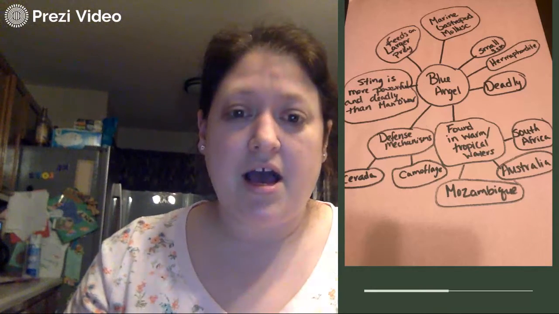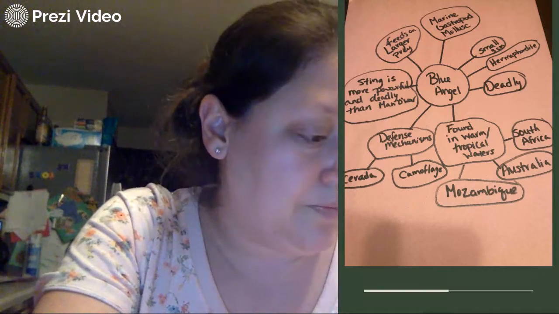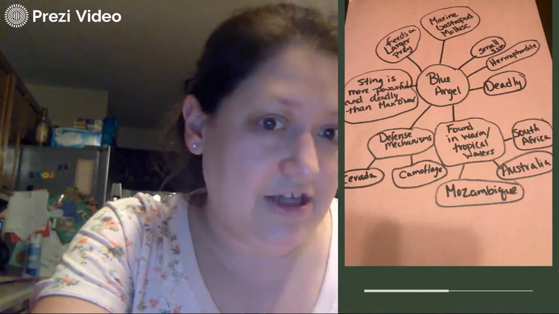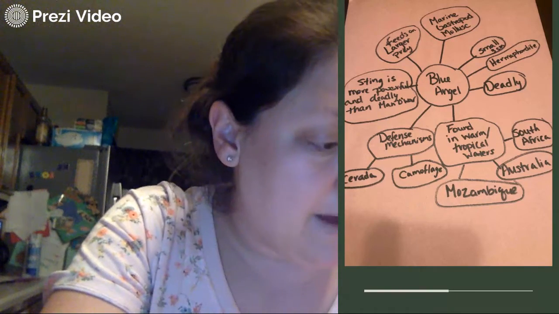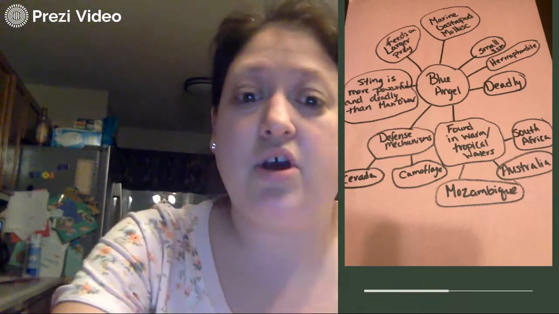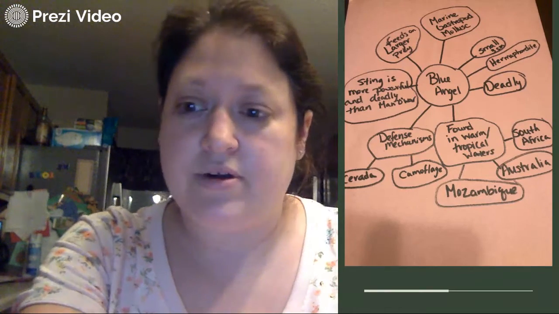Right? And so I'm going to write that first word down, Blue Angel, in the center of my page, as you see there. And then I'm going to put a circle around it, okay? Because this is a good graphic organizer for descriptions. This is describing what we're seeing, okay?